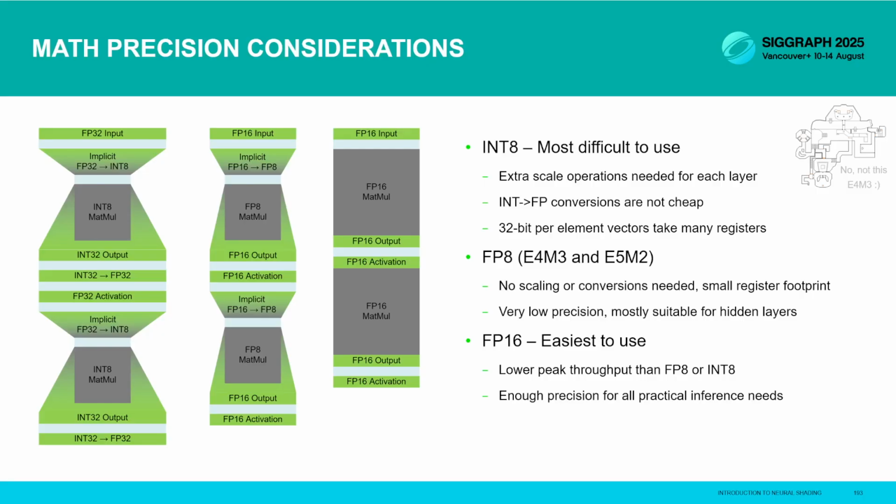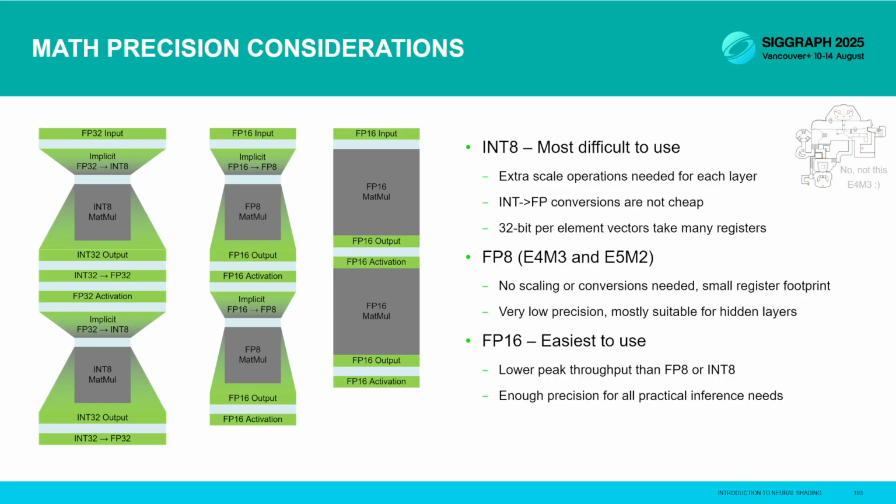Finally, I'd like to say a few words about math precision and how it affects performance. There are three main levels of precision available on coopvec operations on NVIDIA GPUs: 8-bit integers, 8-bit floating point in two versions, E4M3 and E5M2, and 16-bit floating point. Each one has unique advantages and drawbacks. 8-bit integers are the most difficult to work with.